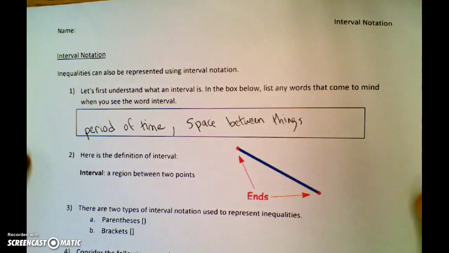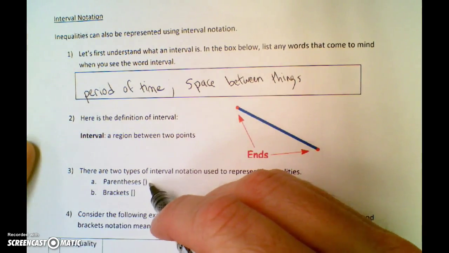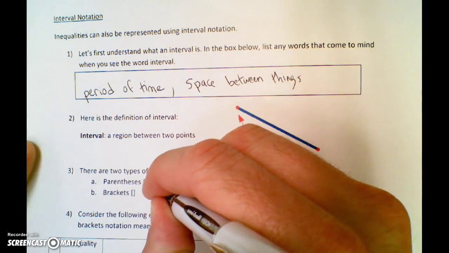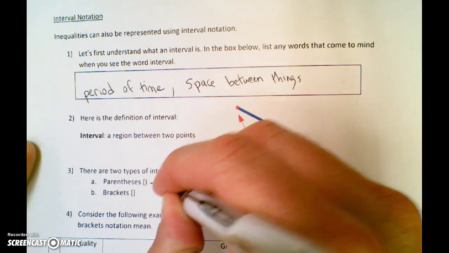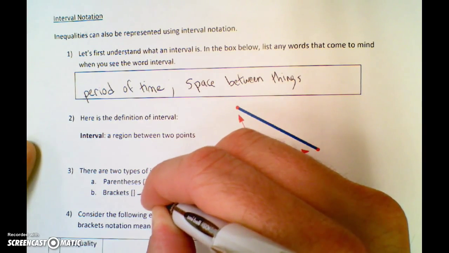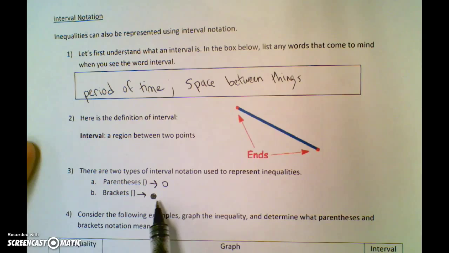So there are 2 types of interval notation used to represent inequalities. We use the parentheses symbols or we use the brackets. And it's similar to what we learned about yesterday with the open circle and the closed circle. So the parentheses are going to use the open circle, and the brackets are going to use the closed circle, which means it includes the number versus not including the number.